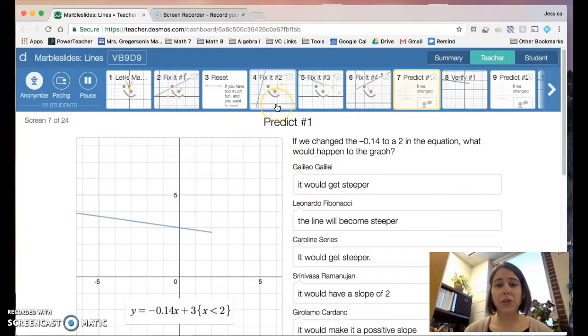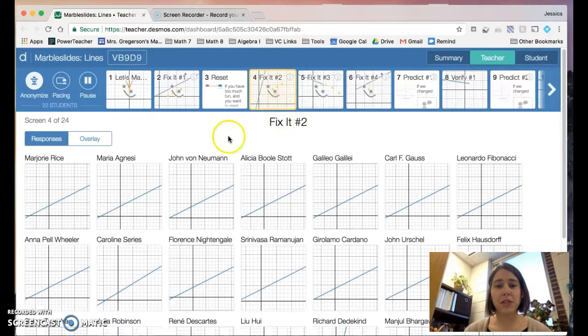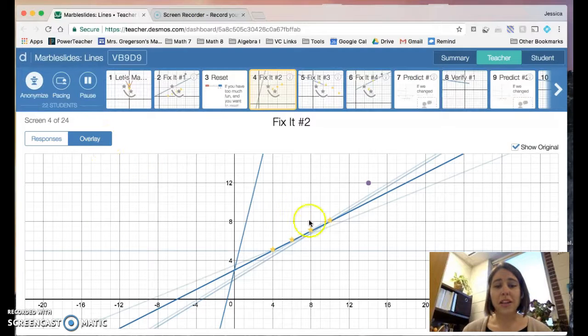The other great tool I'll show you using screen 7. Here, students were graphing a linear equation. And when I click on the overlay feature, this thing is just great. When I click here, we can see all of my students' lines on the same graph. Students love seeing when this screen comes up.